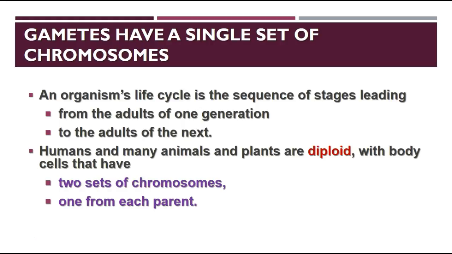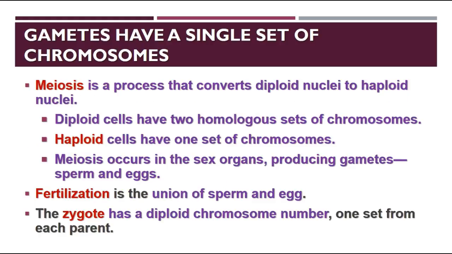Generally speaking, an organism's life cycle has a sequence of stages leading from the adults of one generation to the adults of the next generation. A lot of animals and plants, including humans, have what we call diploid cells. So that's body cells that have two sets of chromosomes, one from each parent. That's what we're used to thinking about in terms of ourselves. Meiosis converts those diploid nuclei into haploid nuclei that have only one set of chromosomes.